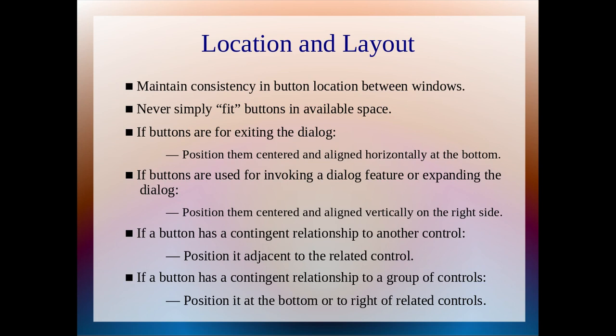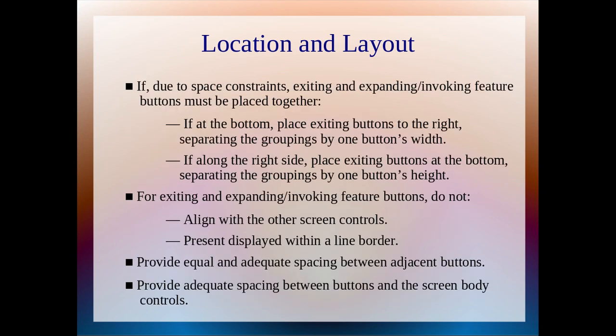If a button has a contingent relationship to a group of controls, position it at the bottom or to the right of the related controls. If due to space constraints, exiting and feature-invoking buttons must be placed together: if at the bottom, place exiting buttons to the right, separating the groupings by 1 button's width. If along the right side, place exiting buttons at the bottom, separating the groupings by a button's height. For exiting and expanding or invoking feature buttons, do not align with other screen controls displayed within a line bar. It should not be done.